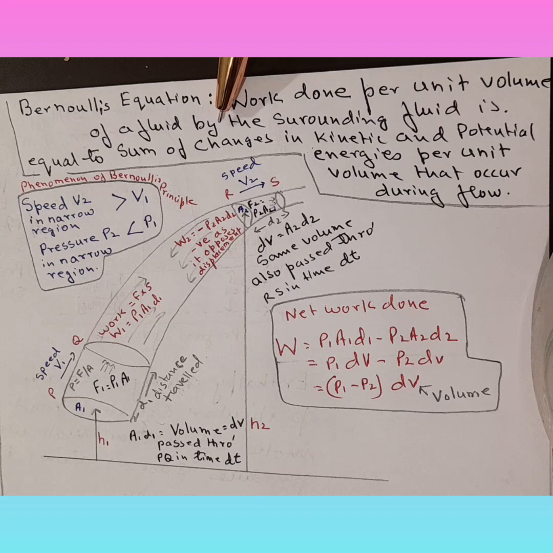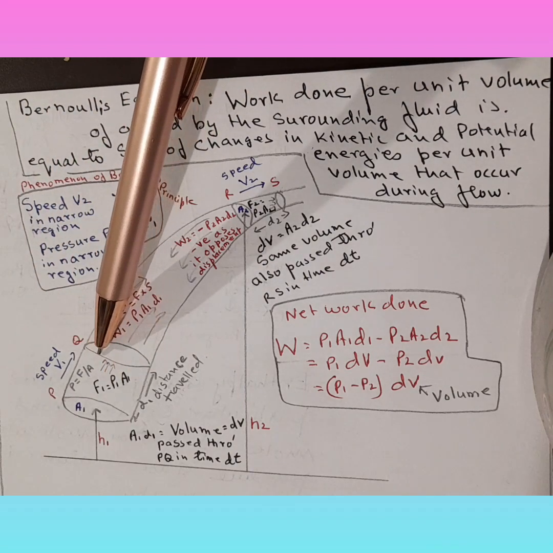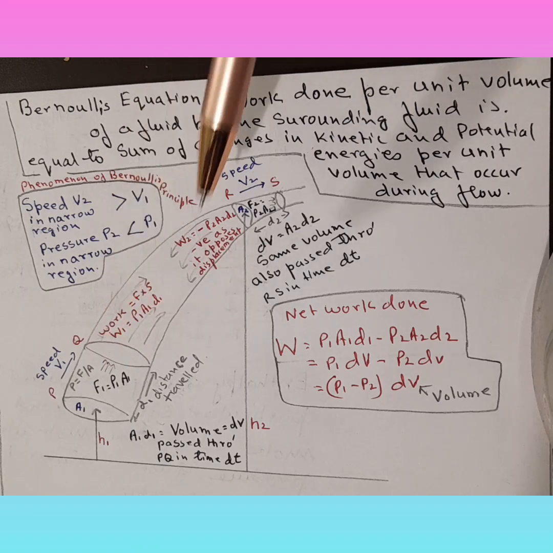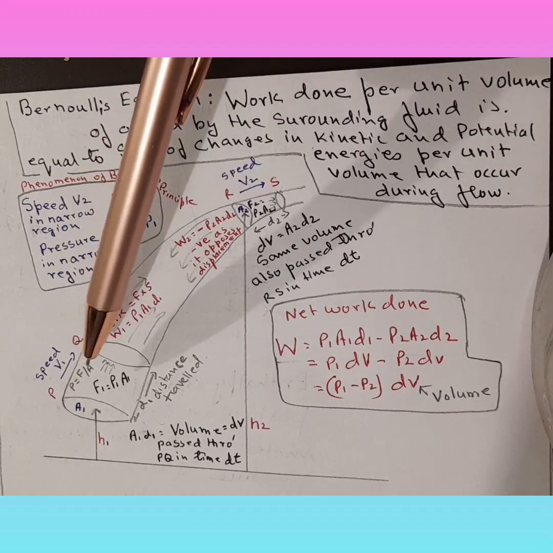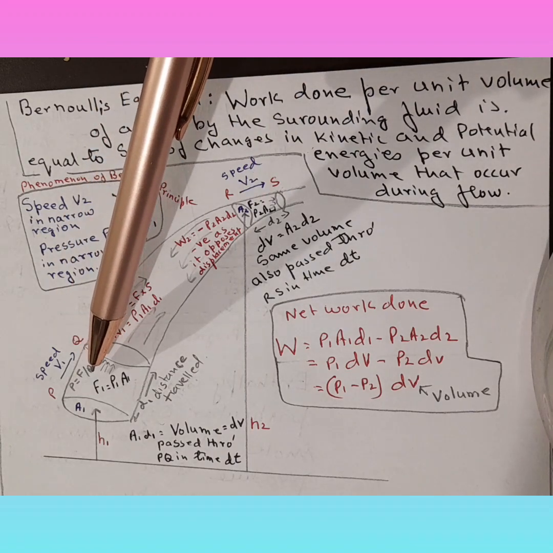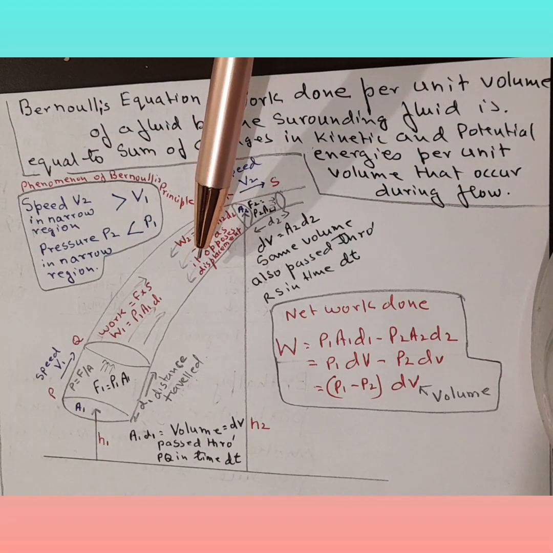So for that, what we have got to do is set a formula for work for fluid flowing here and work for fluid flowing here. Then we also have got to find out potential energy and kinetic energy over here and potential and kinetic energy over here. So let's get into the process.